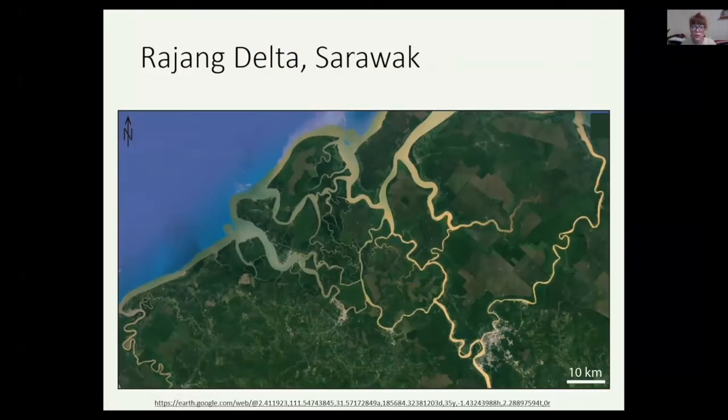So in the Rajang Delta of Sarawak, we have these lovely irregular shaped peat islands in between these meandering branching channels. The Rajang Delta is known for its ombrogenous peat deposits. That is, they are built up above the water table, so they're reliant on high rainfall.